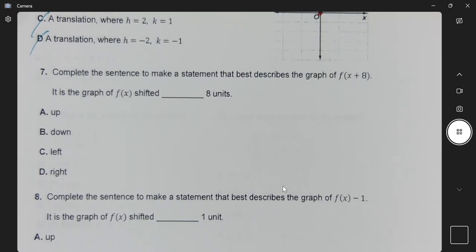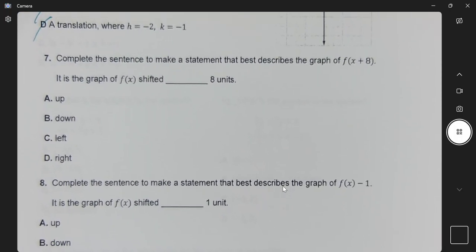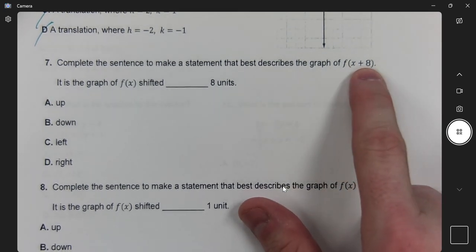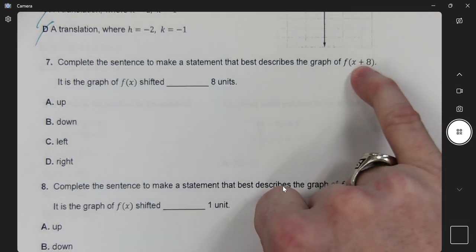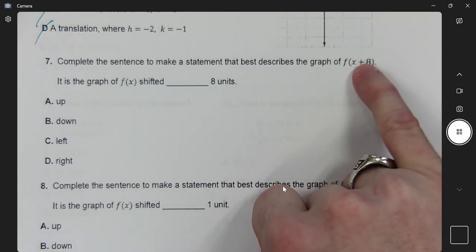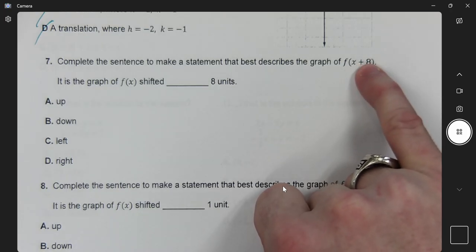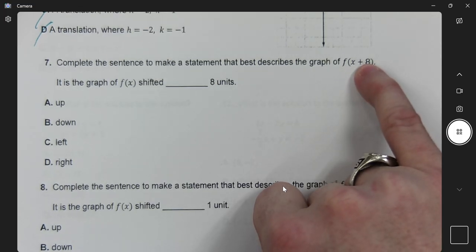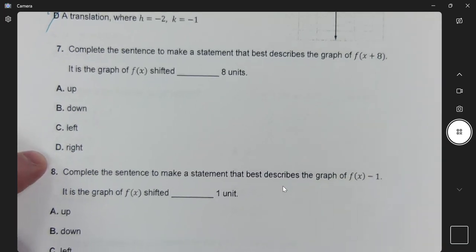Complete the sentence to make a statement that best describes the graph of f of x plus 8. Okay, now this is an inside change. This is an inside change. Horizontal changes happen on the inside and they have the opposite effect as what they look like. The horizontal axis is left-right. Therefore, opposite of plus would be minus, would be left, 8 units.